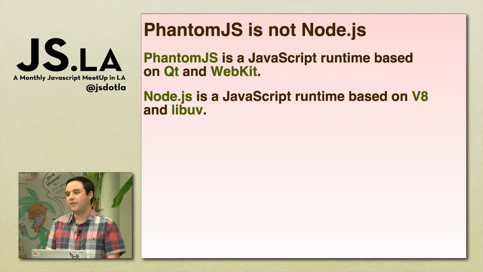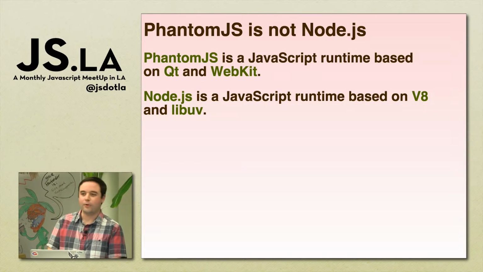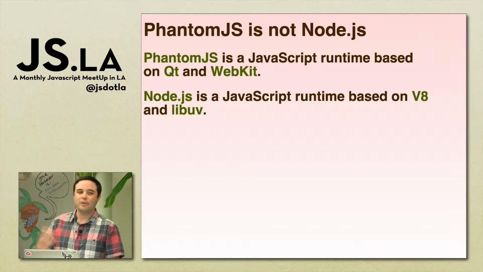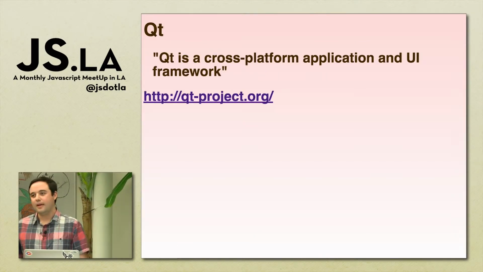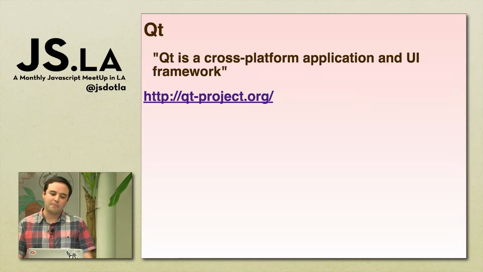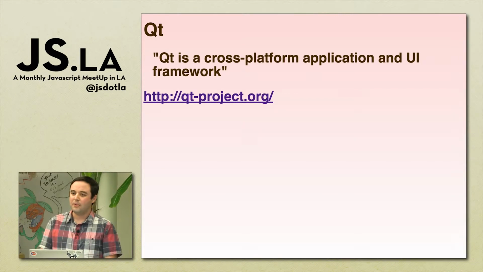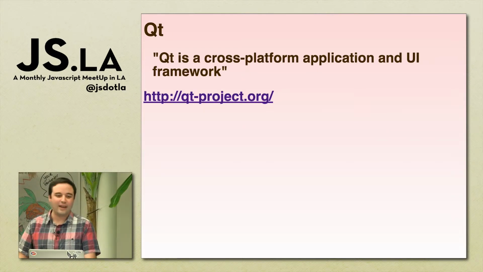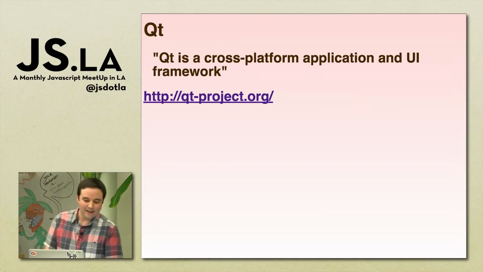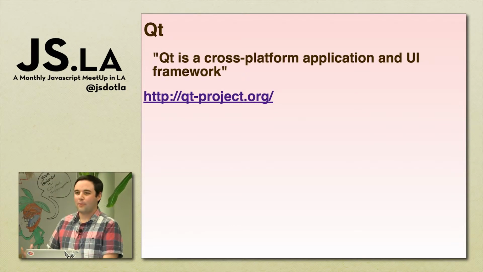Phantom, on the other hand, uses the Qt framework along with WebKit to really do the majority of its heavy lifting. If you don't know, Qt is an application framework. It's written in C++, and it's most commonly used for building desktop applications that are cross-platform. So you can write something that will run on Linux. It could run on OS X or Windows. And it gives you an application framework kind of thing.